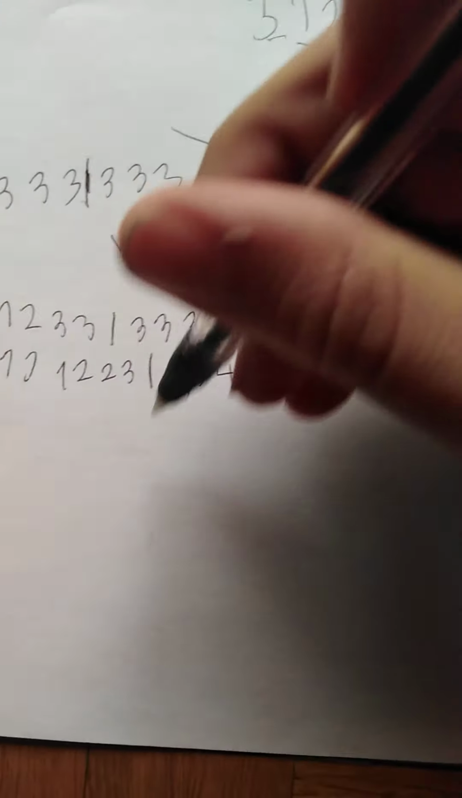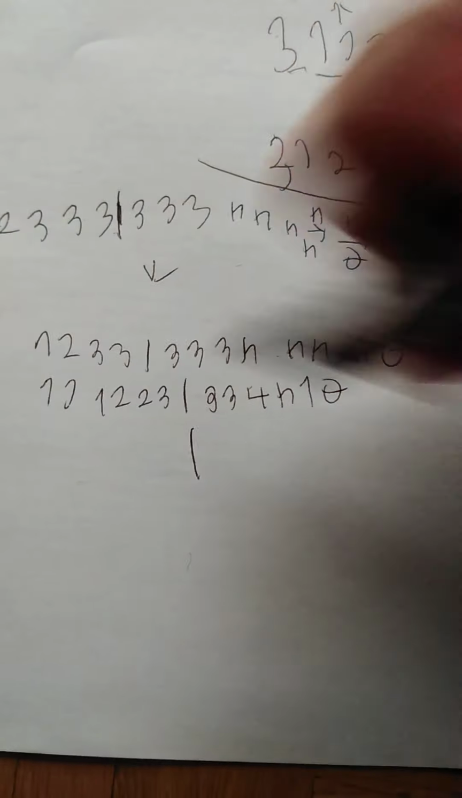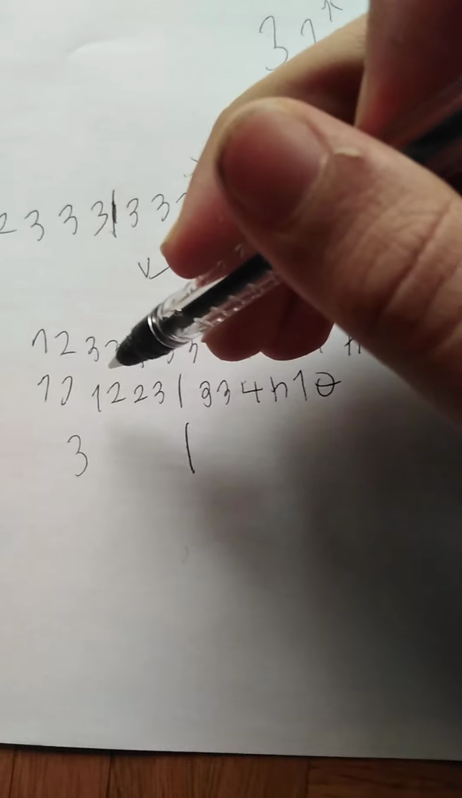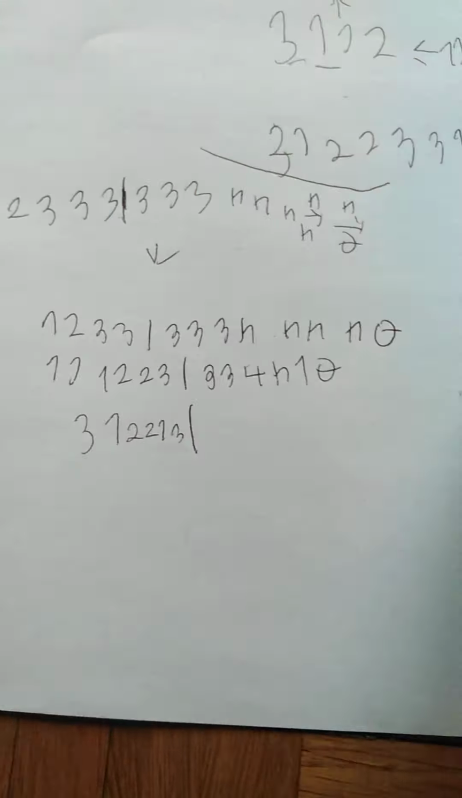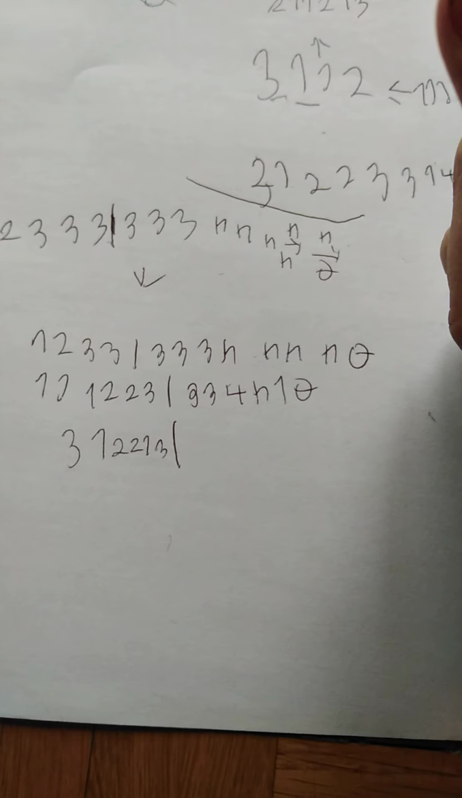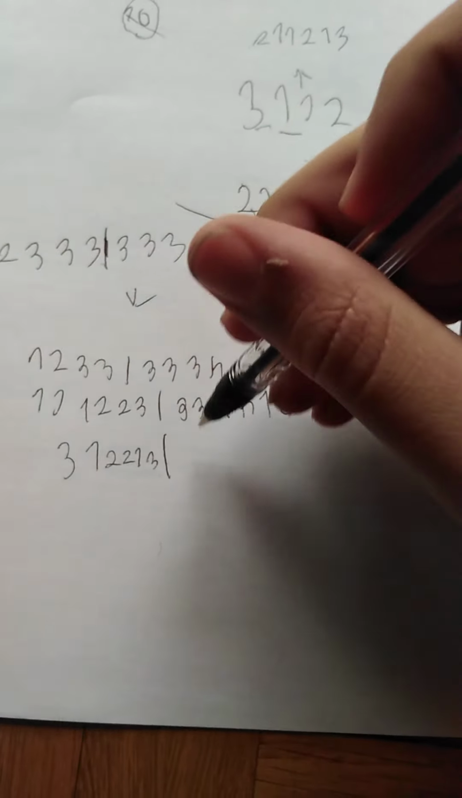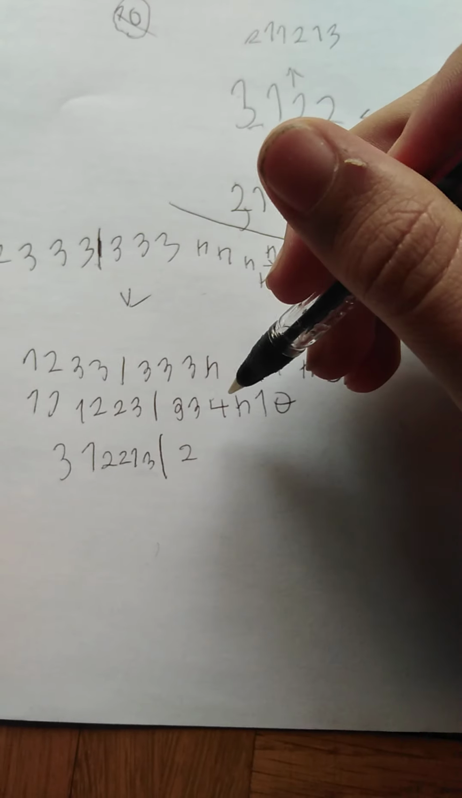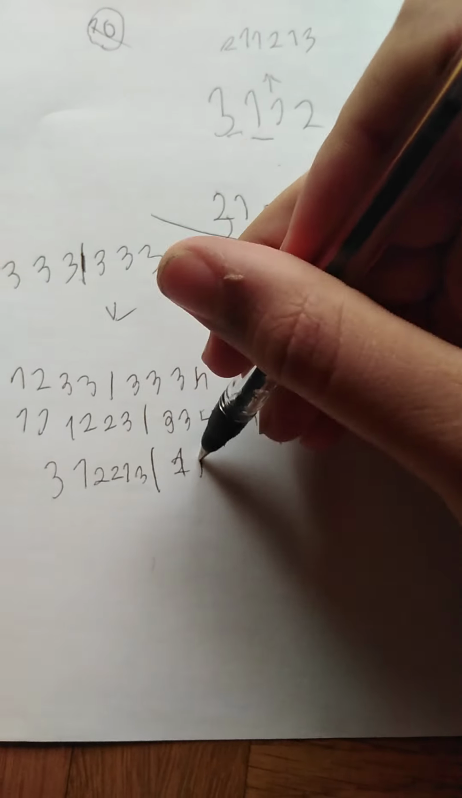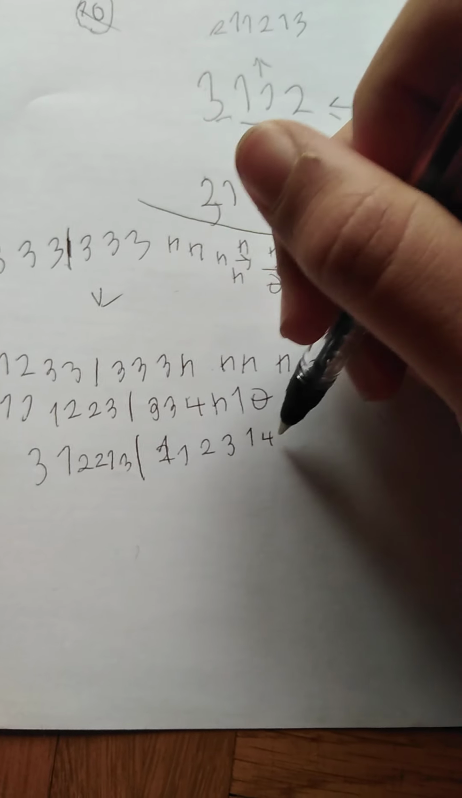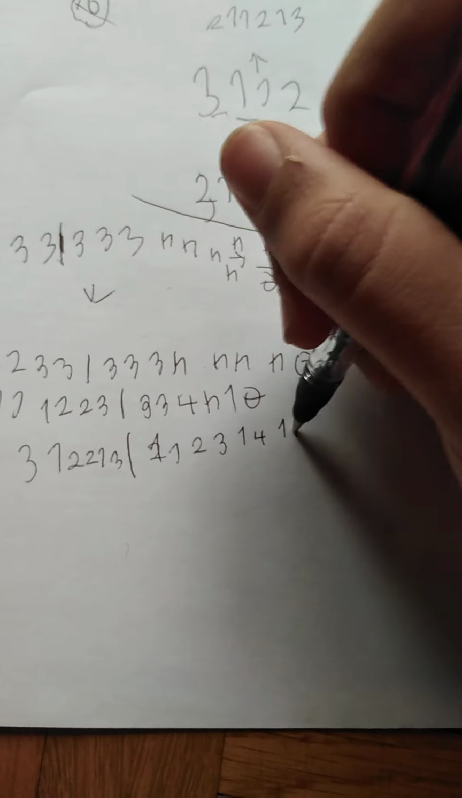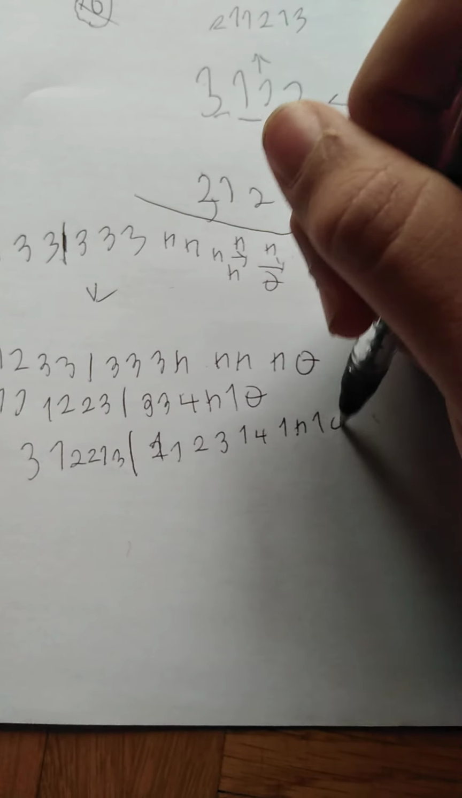On this side, we have got 3 1s, 2 2s, 1 3. I'm sorry. Here we got 2. Oh no, we've got 1 1. Yeah. 1 1, 2 3s, 1 4, 1 n, 1 yes.